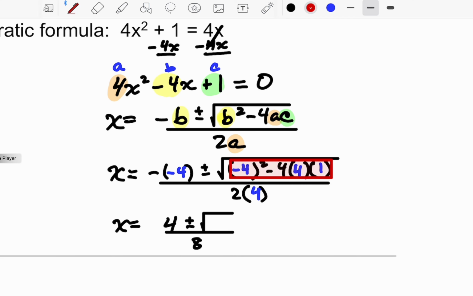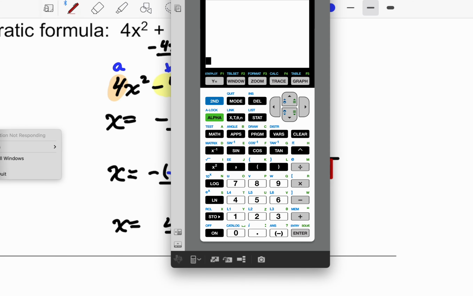I restarted my computer, so I have to reopen everything. Come on, you can do it. Hovering over the wrong thing. There we go.